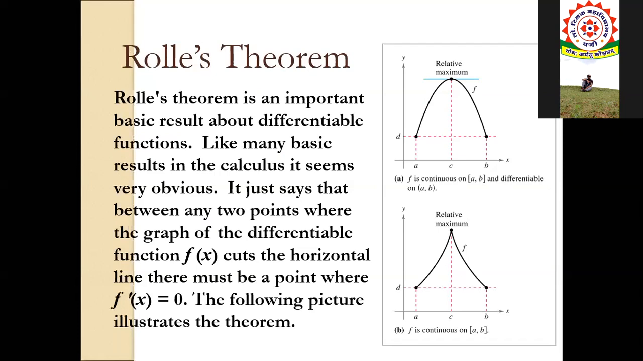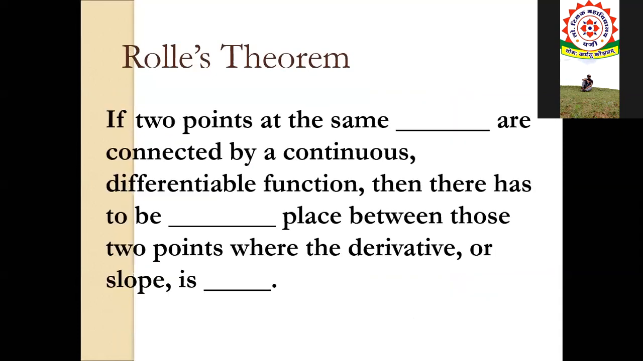So the theorem says if two points are at the same height and connected by a continuous differentiable function, then there has to be at least one place between those two points where the derivative or slope is 0.